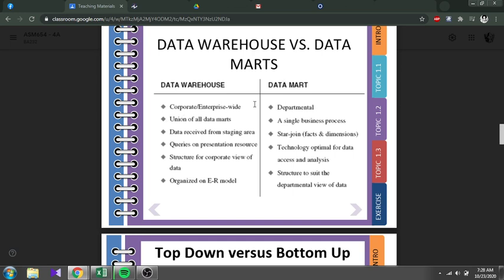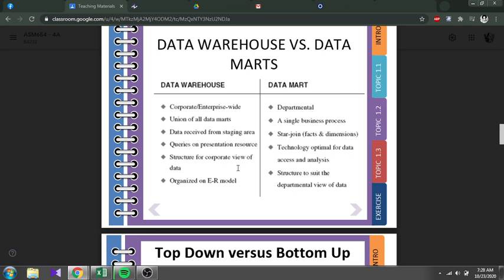Data mart is departmental, and the data warehouse is the union of all data marts. Okay, it consists of all the data marts sebenarnya untuk data warehouse. For data mart ni just a single business process or single department. Data received from the staging area, and this one is star join fact and dimension of that particular department. Queries and presentation resources, technology optimal for data access and analysis. This one for specific on this report on this department.